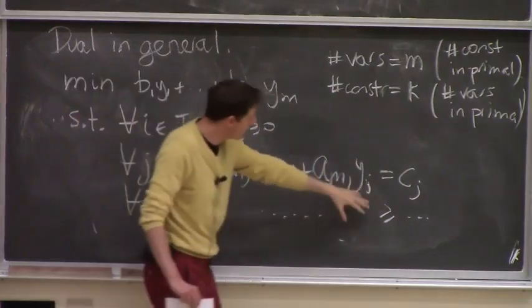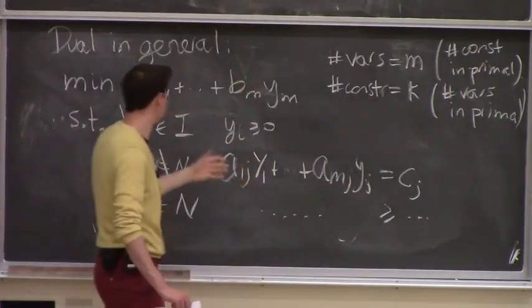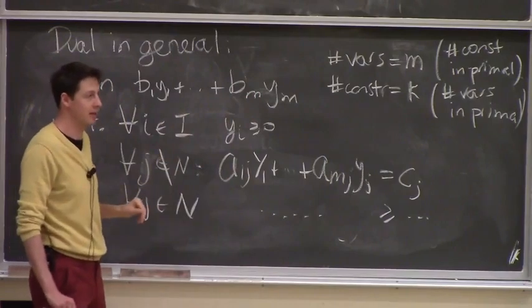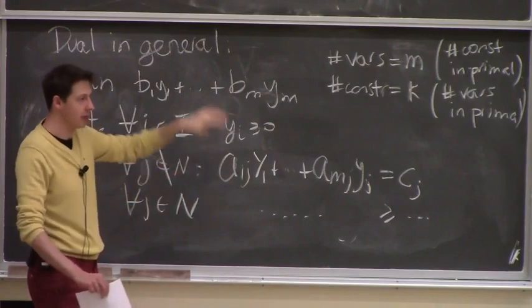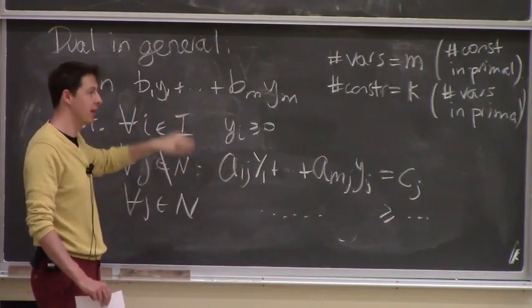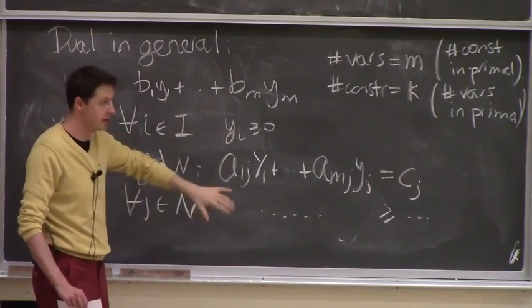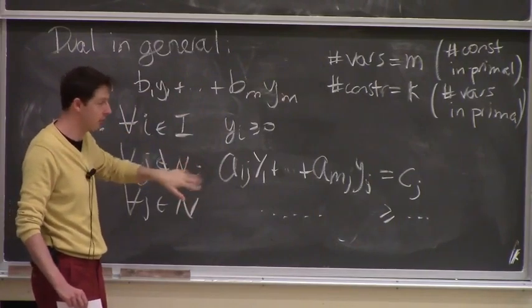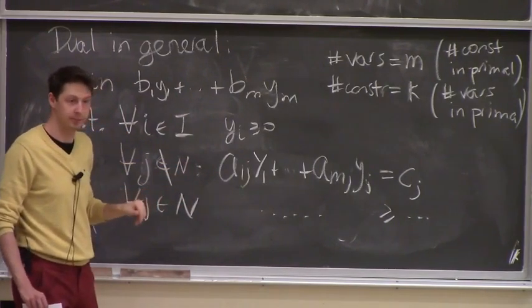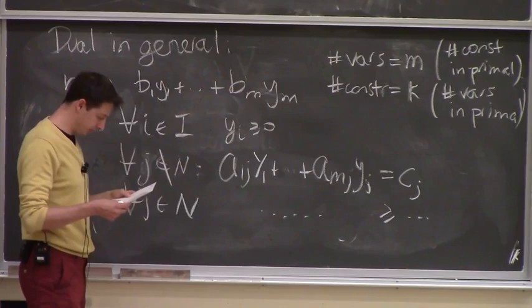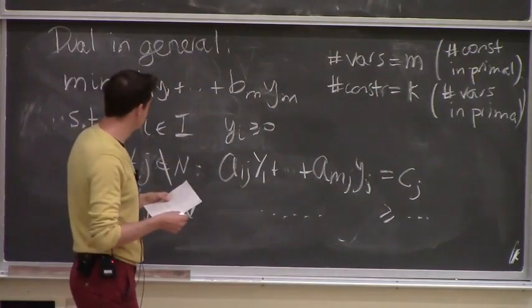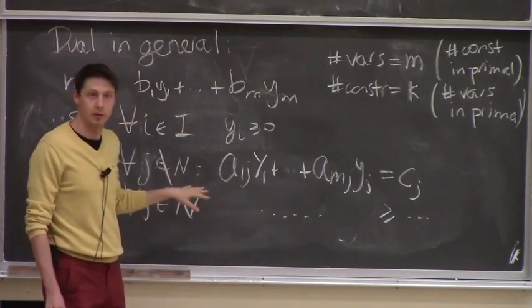And for the equals and greater than or equal, this just depends on who was non-negative and things like that. Okay, but at a high level, again, the constants become the coefficients in the maximization function. The things in the maximization function become the constants, and you take the transpose of the matrix of the Aij. Okay? Questions about the general transformation? Yes?